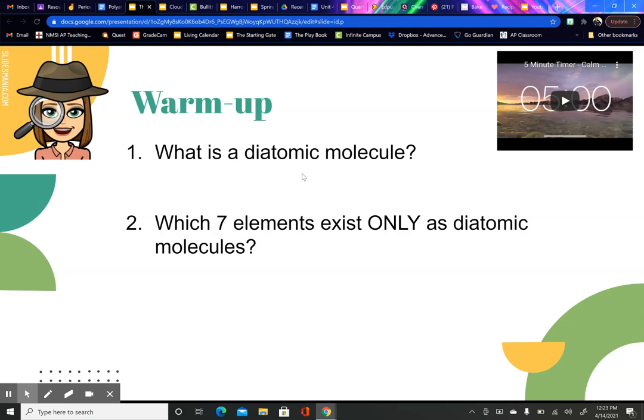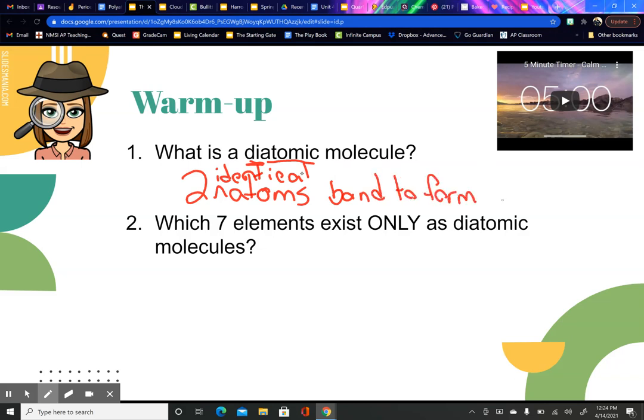Okay, so what you should have found is that a diatomic molecule is just like what it looks like. The prefix di means 2, right? So if I have di and then I have atomic, I'm going to have 2 atoms. So these are going to be specifically molecules that only exist in isolation as 2 atoms together. They pair up. So when I say diatomic molecule, I'm going to say 2 identical atoms that bond to form a molecule.